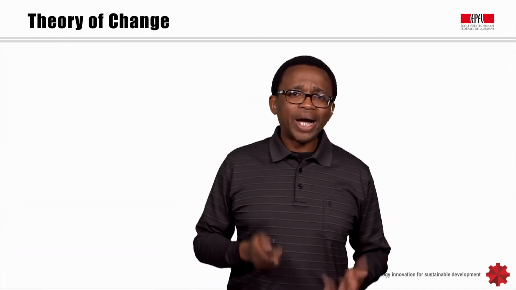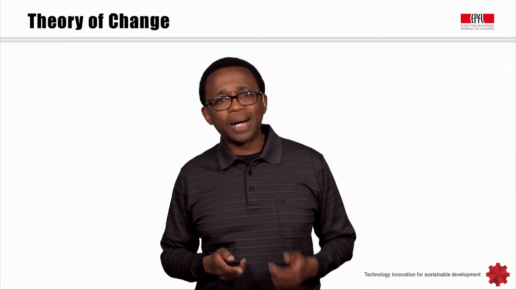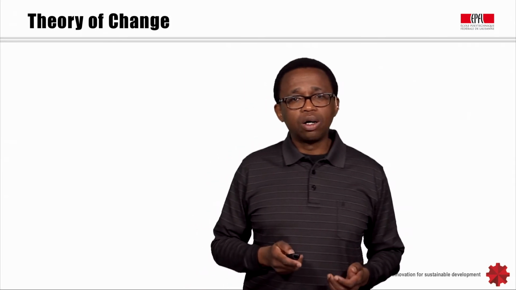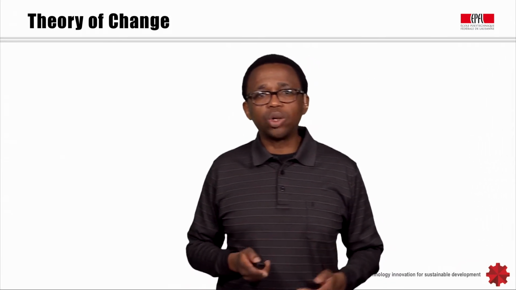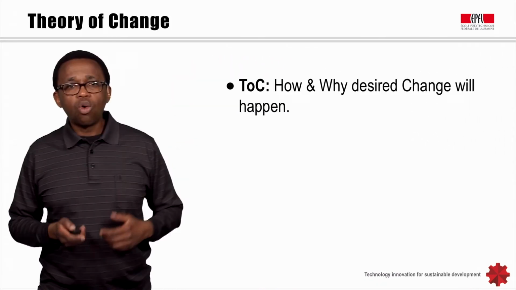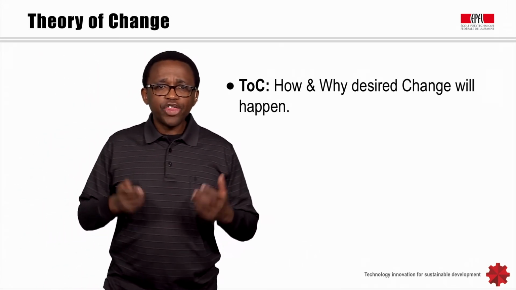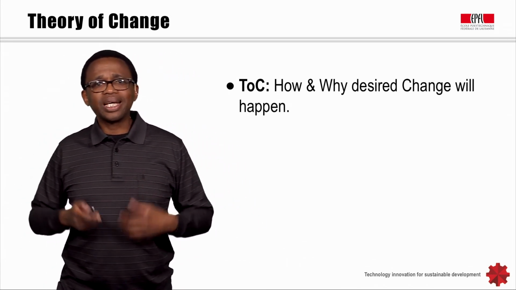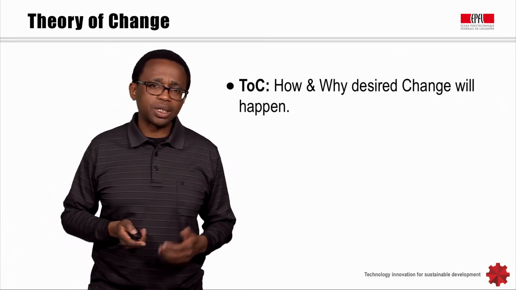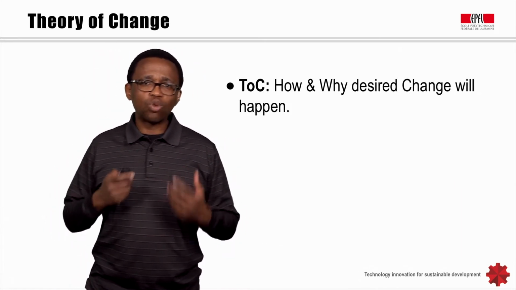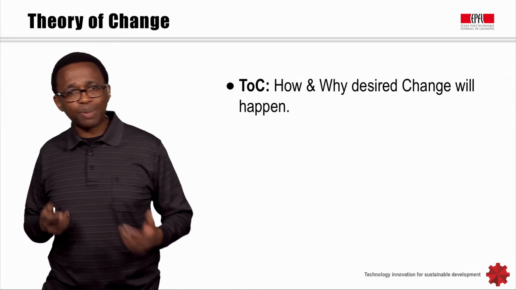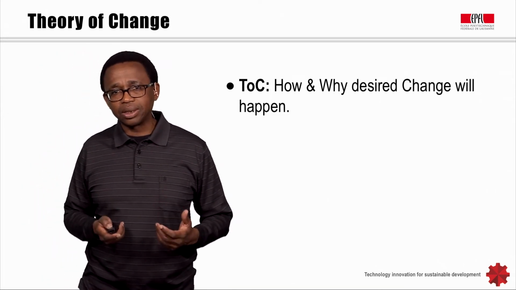One of the most widely used methods to help you map out your impact framework plan or impact value chain is what is known as the theory of change. What is theory of change exactly? Theory of change, or simply TOC, is essentially a comprehensive description and illustration of how and why a desired change is expected to happen in a particular context.